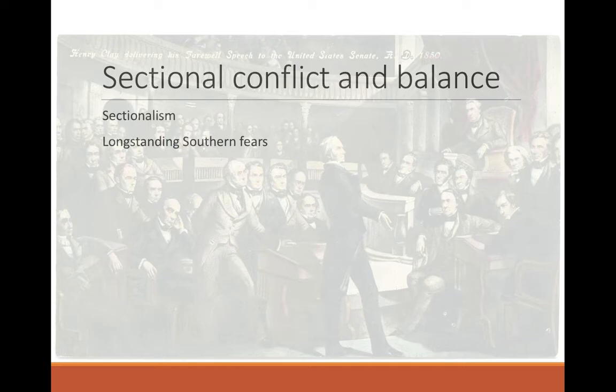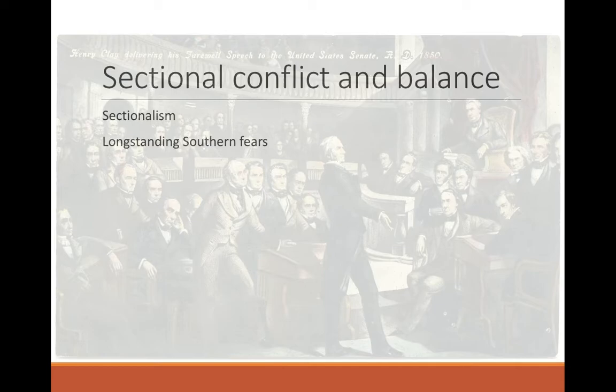Sectionalism is the idea that each region of the country had different interests and kind of competed with each other for power and control. The South was the most strongly different from the other sections, and they feared that the North was out to get them. They feared this from the very beginning. When the Constitution was written, this was an issue.